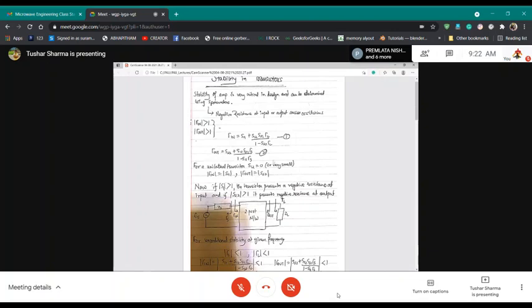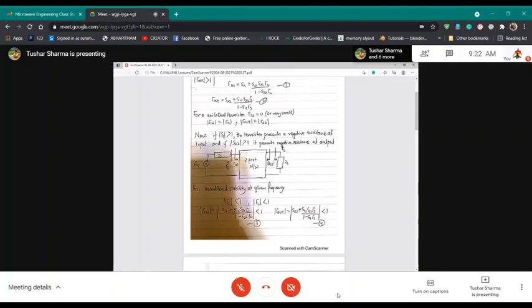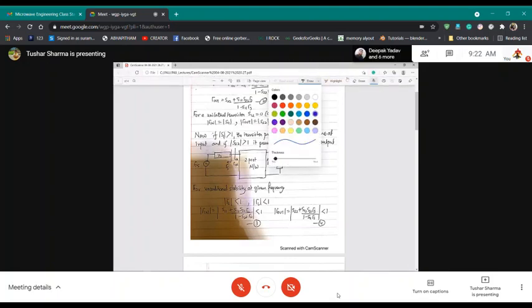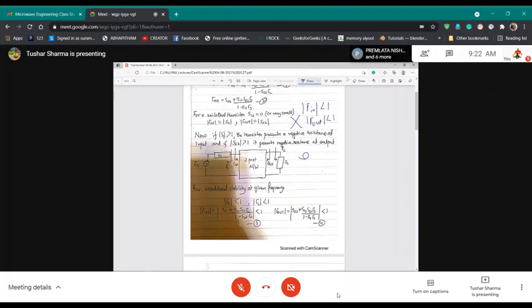If S22 is greater than 1, it presents a negative resistance at the output. If S11 is greater than 1, the transistor presents a negative resistance at the input. So we understand that for sure the transistor will be unstable in these two cases, and technically we don't want that to happen. We don't want the transistor to be unstable, so we don't want these conditions to exist. So technically, our gamma in should be less than 1 and gamma out should be less than 1. If these two conditions are fulfilled, then my transistor is unconditionally stable.